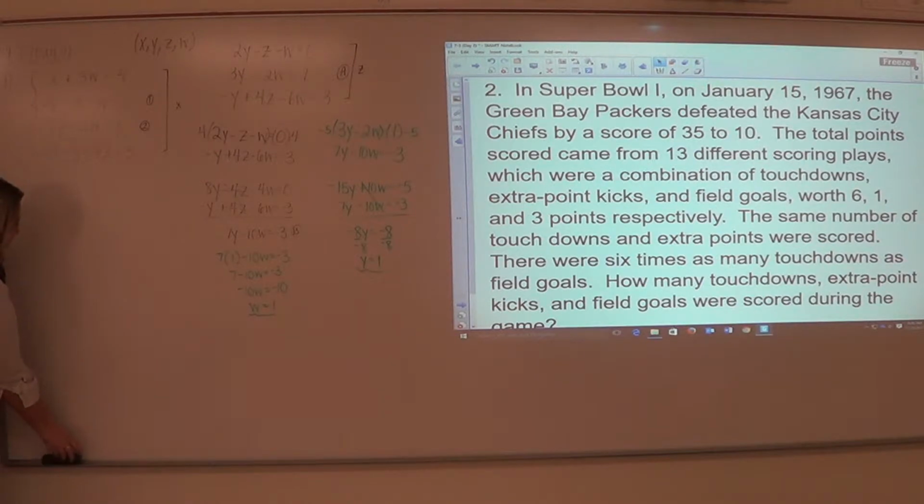Okay, so if I plug the, you said you want to do the first one? Okay, so that would be 2 times 1 minus z minus 1 equals 0. So 2 minus z minus 1 equals 0. Negative z plus 1 equals 0. Negative z equals, so z equals 1.